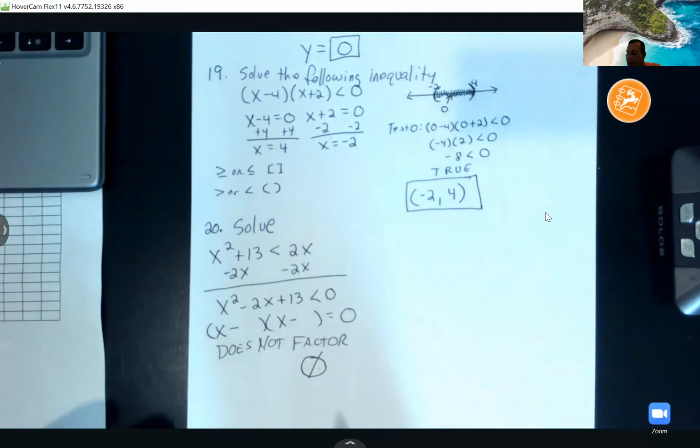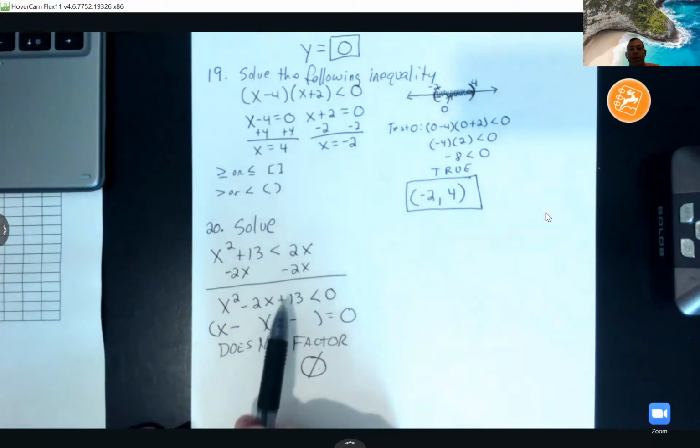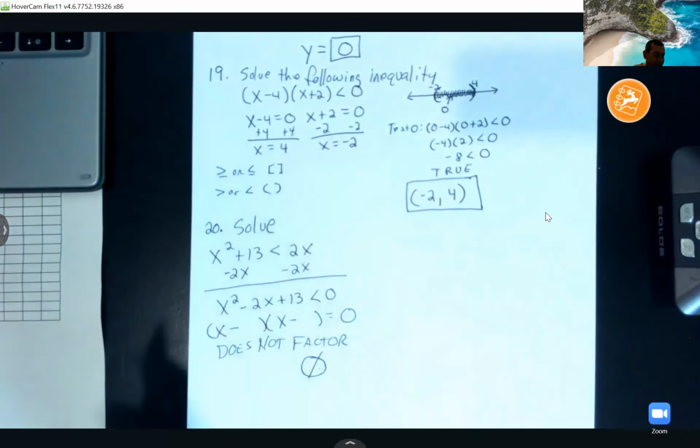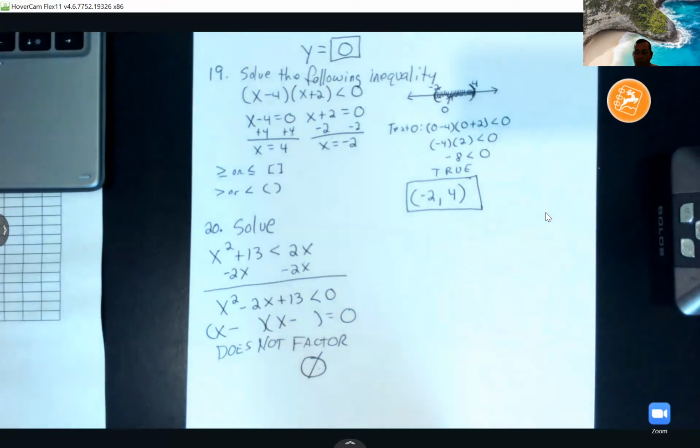Everyone that I've done on number 20 has ended up with that answer, okay? I'm not going to say 100% because one of y'all might get a curveball and have something that actually factors. But if you can't factor it, don't worry. It's probably one of those that does not factor, okay? All right, that's number 20. So that is the study guide.